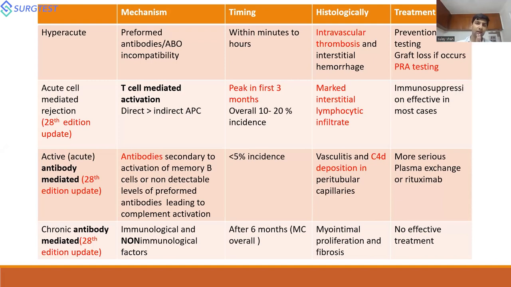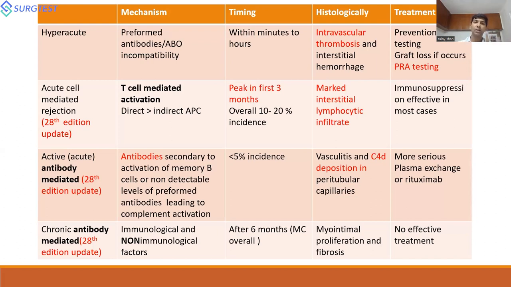Acute rejection is now divided into two types: acute cell-mediated rejection and acute antibody-mediated rejection. So, what is the difference between the two? As we previously saw, whenever an antigen-presenting cell comes, it activates the T cells. That type of rejection reaction, when the T cell is activated, leading to CD8 activation and then rejection, is known as cell-mediated rejection, which happens in the first 3 months and has an overall incidence of 10 to 20%.